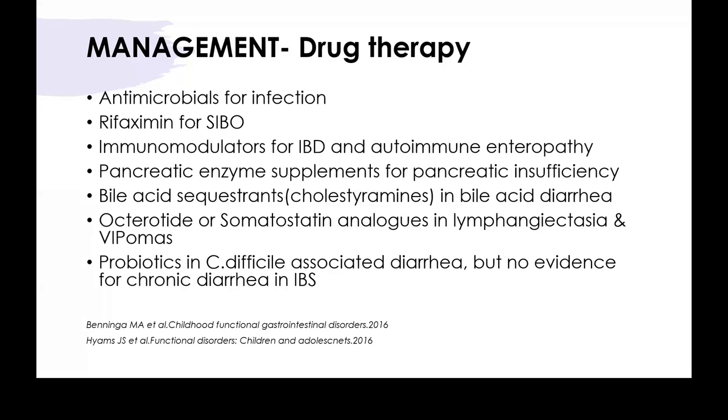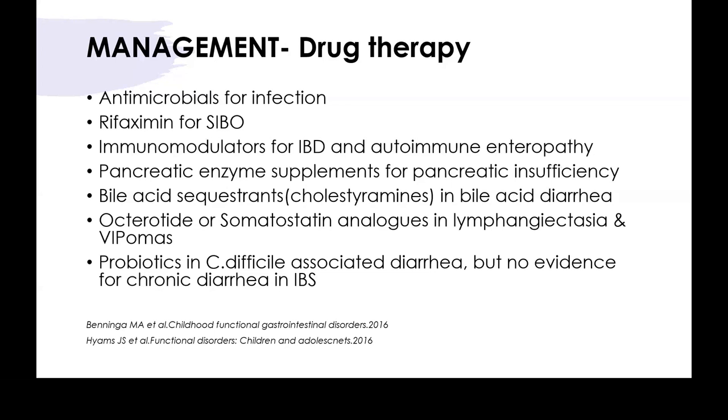And pancreatic enzyme supplements for pancreatic insufficiency. In fact, we give pancreatin for children with cystic fibrosis, which is available in our country. So that can be used for pancreatic insufficiencies as well. Then bile acid sequestrants, again cholestyramine, which is available, for bile acid diarrhea. And octreotide or somatostatin analogs in lymphangiectasia and VIPomas, the neuroendocrine tumors.